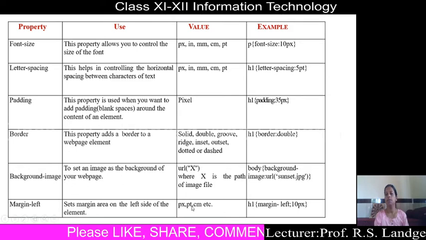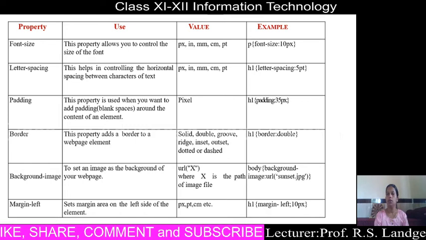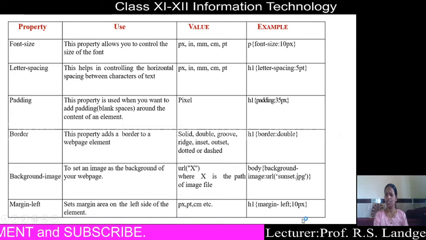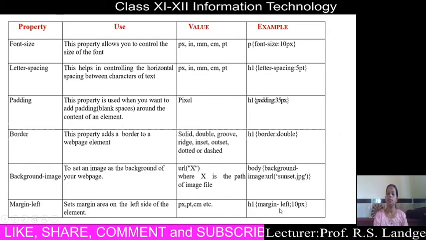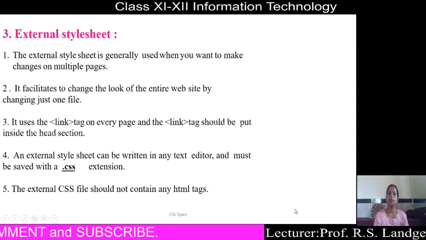Its value is in pixel, point, centimeter, inch, or particularly mm. For example, mostly we provide the value in pixel. H1 inside curly bracket margin-left: 10 pixel, that means 10 pixel border will be applied. Then the next, third type of CSS is external style sheet.